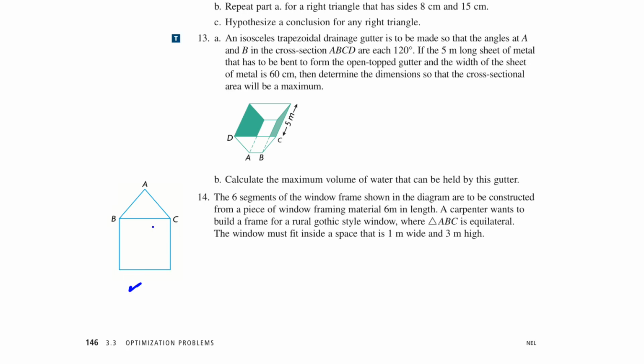Let's assume BC is x and CD is h. Since the triangle is equilateral, we have three sides of the triangle equal to x, and the total material that we need is 2h plus 4x, that must be 6 meters. This means h is 3 minus 2x.